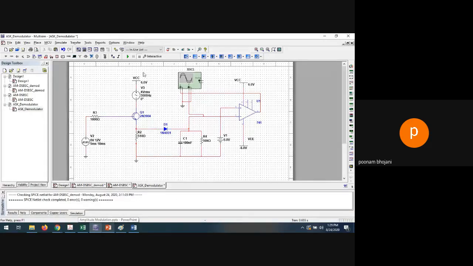So don't worry about this part, because this is the ASK modulator. And second is the diode. First is the rectifier detector circuit. Then it is the RC low pass filter. And the third part is the comparator. I repeat, this is the modulator circuit.